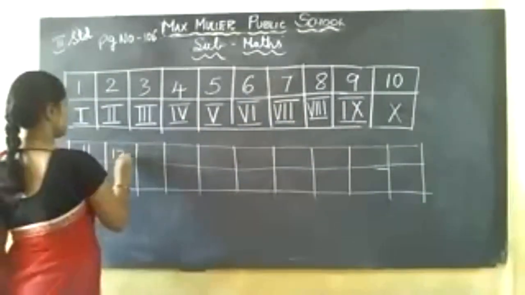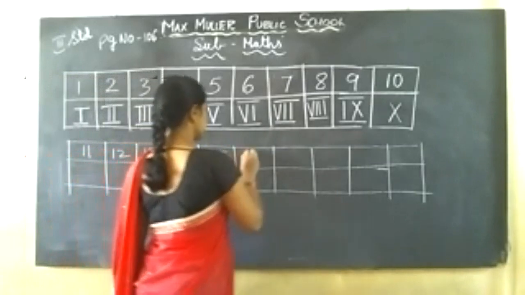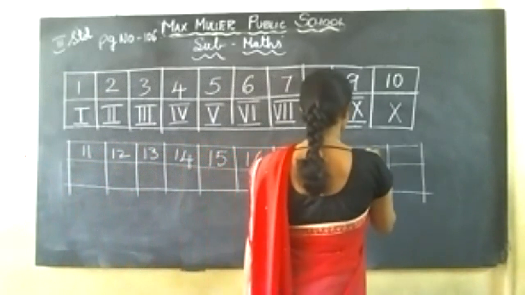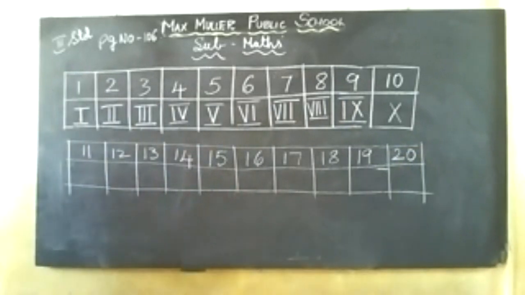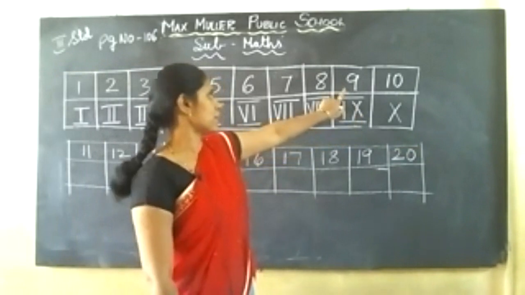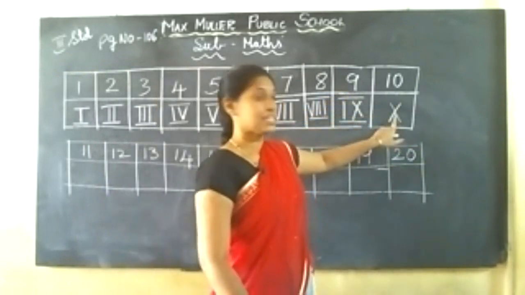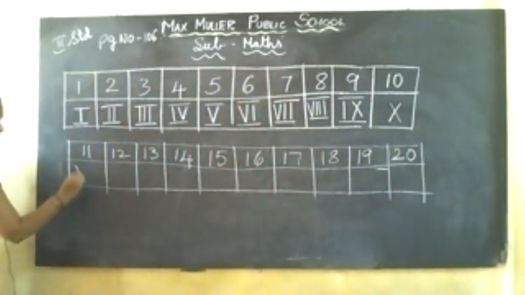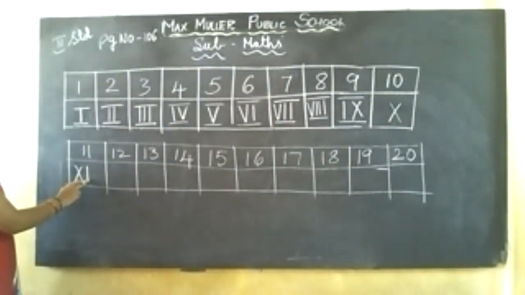11, 12, 13, 14, 15, 16, 17, 18, 19, 20. If you write first I, then if you write X, it will become 9. Now what have they given? Last is 10. 11, if you want to write, how should you write 11? Write X, then I you have to write next to it.